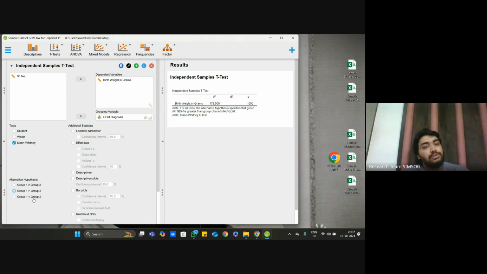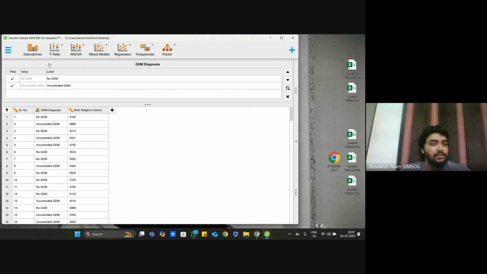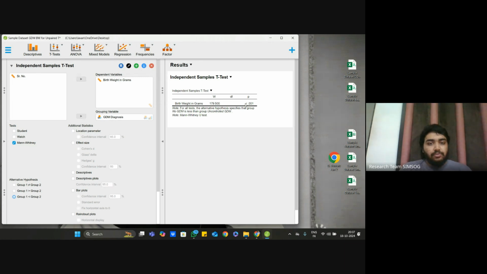So now I want to understand whether it is specifically causing higher birth weight. So here I will select group 1 is more than group 2. Now what is group 1 and group 2? For that you will have to click here. Go back, click here. Whichever is mentioned first is group 1 and whichever is mentioned later is group 2. So now it is saying that it is significant that no GDM is less than uncontrolled GDM using the Mann-Whitney U test. Perfect.